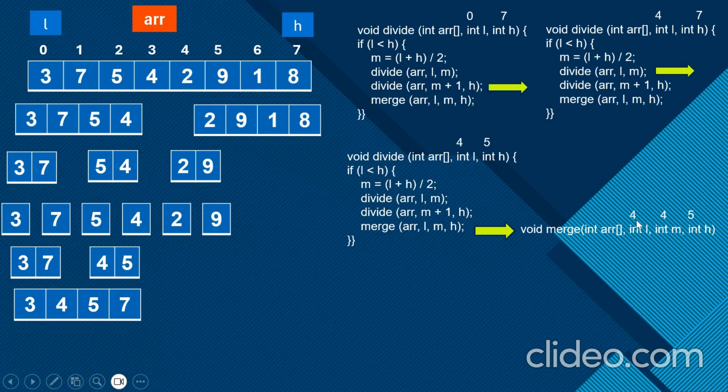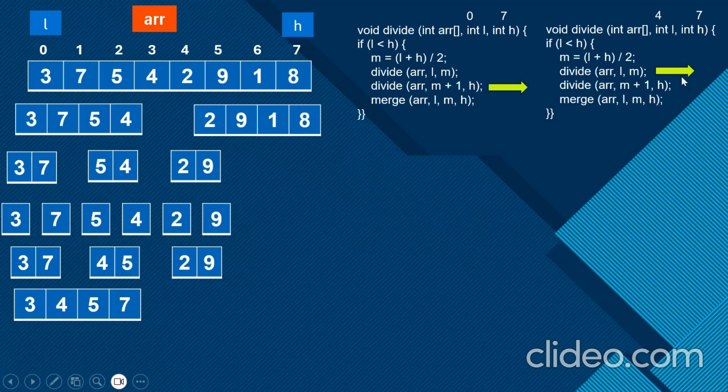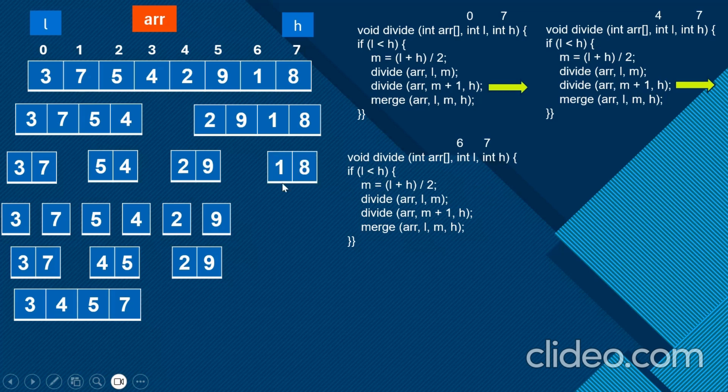So my first subarray would be with 4 as the lowest index, 4 as the highest index. Next subarray would be 4 plus 1, that means 5, 5 as lowest and highest indices, which are these two elements. They would be merged. Since 2 and 9 is already sorted, no changes are done to their order. Right, now control would go back to where it came from. That means this point, and it would now go to the next point. Next we are calling the divide function again with the arguments of m plus 1. M here is 5. 5 plus 1 is 6 and 7. 6 and 7, that means these two elements, 6 and 7.